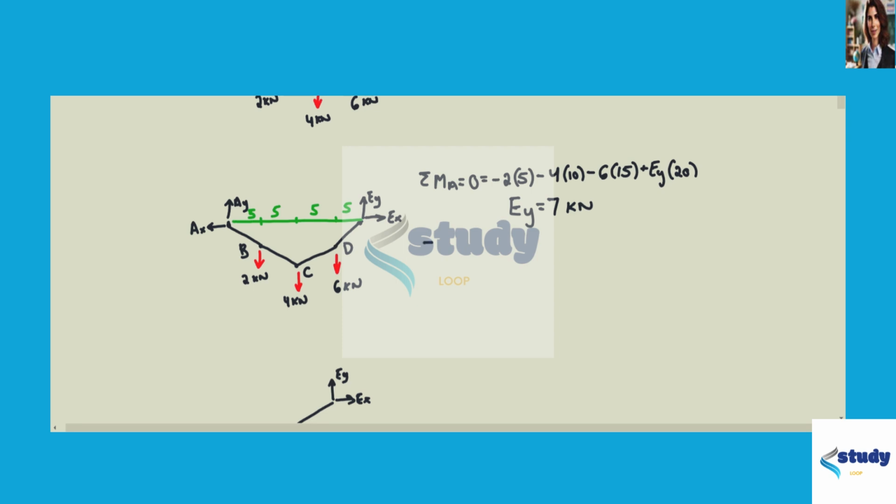We can also take the sum of forces in the Y direction and set equal to 0. This equals positive AY plus EY, then subtract all the downward forces. We can solve completely for AY now, which is 5 kilonewtons. Also, we can take the sum of forces in the X direction and set equal to 0. And this equals EX minus AX. So we know that EX is equal to AX.